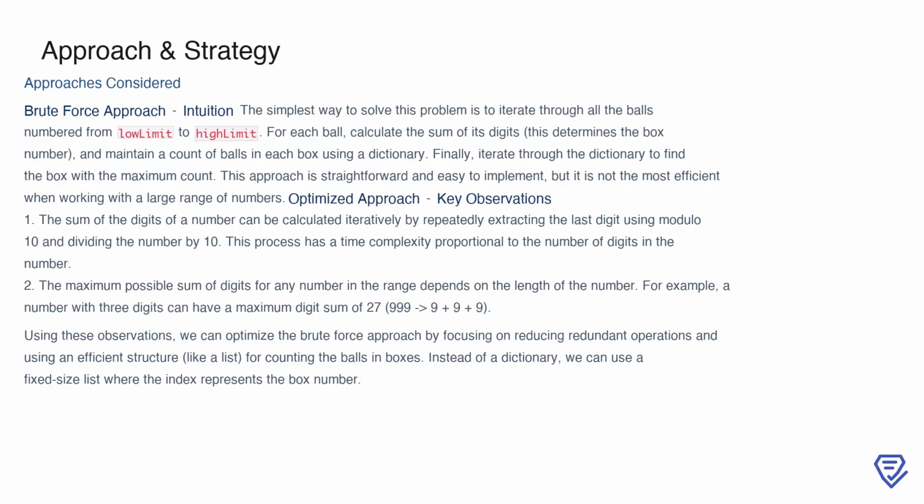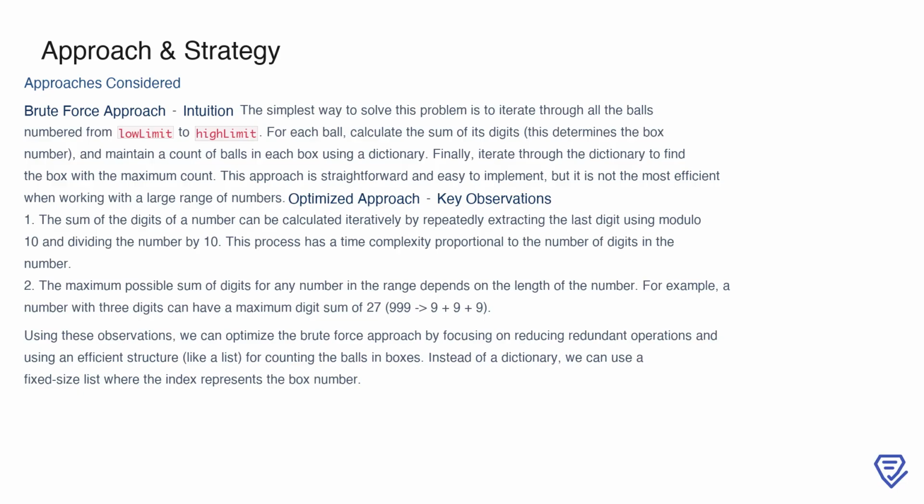While this approach is easy to implement and understand, it can be inefficient when the range of numbers is large, as it involves dynamically managing keys in the dictionary. Now, the optimized approach builds upon key observations to improve efficiency. One observation is that the digit sum of a number can be calculated iteratively using modulo and division operations, making it proportional to the number of digits in the number.